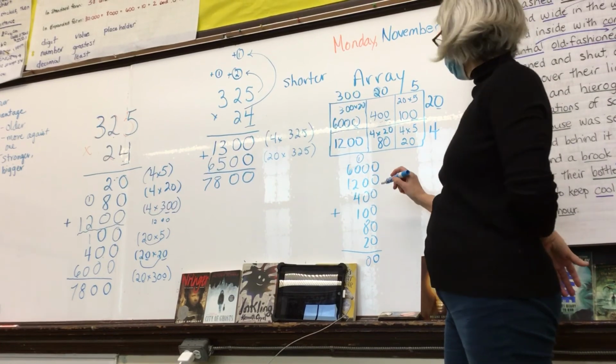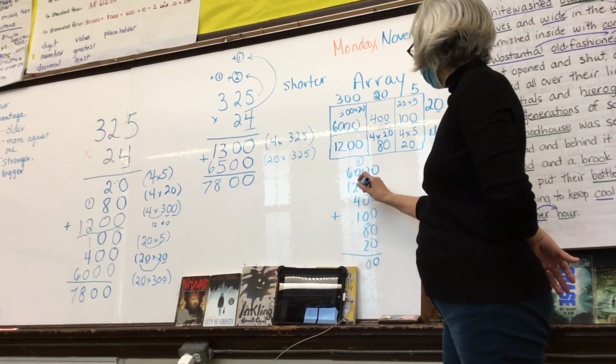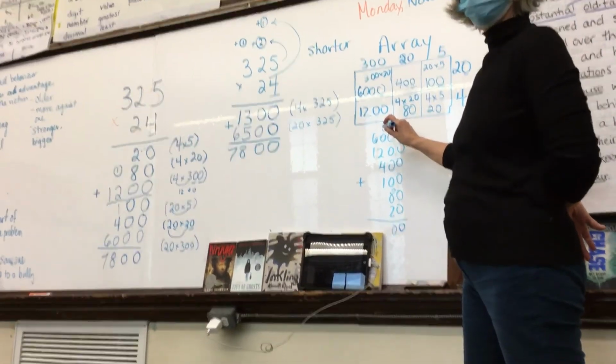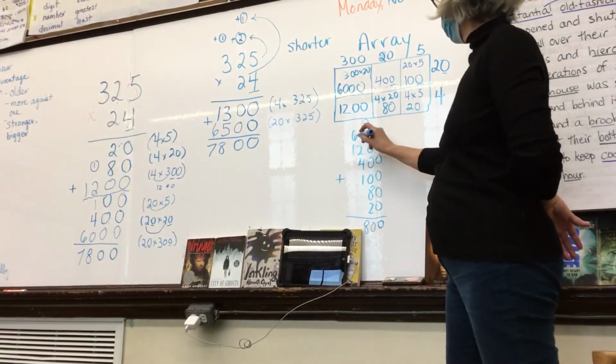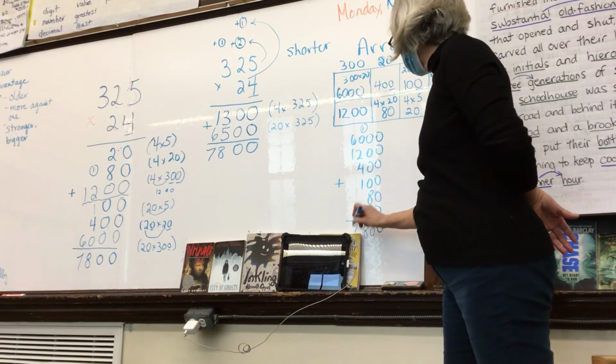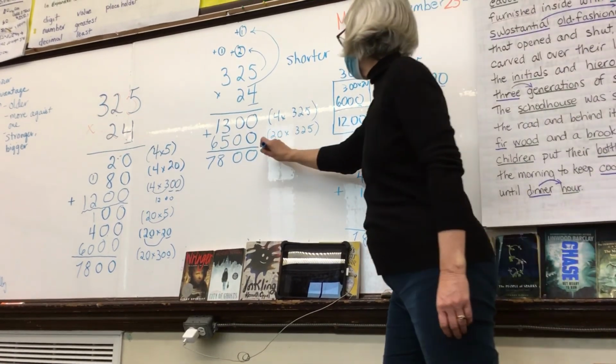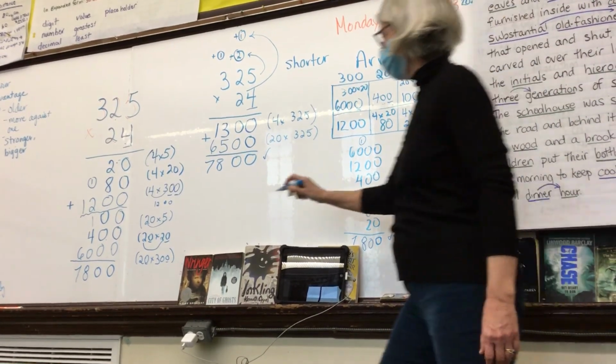Equals 7. 4, 5, 7. Don't forget the one you've reorganized. 8. And 6 plus 1 equals 7. Yeah. And again, we have the same answer all the way through.